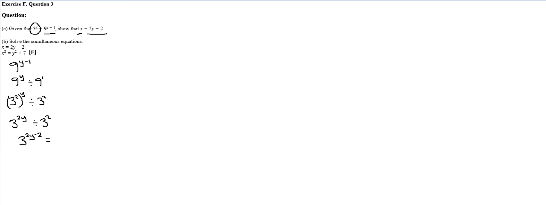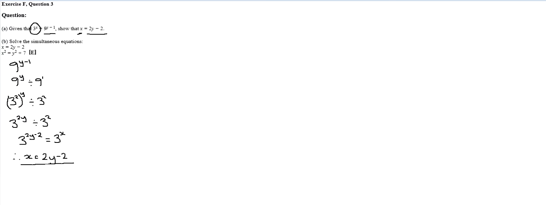And so I've just taken this, rewritten it using my division laws and my power to power laws, and I'm left with this. So 3 to the power of 2y minus 2 is equal to 3 to the power of x. So therefore, I can say x is equal to 2y minus 2. It's a good skill. You're going to use that a lot in C1 and C2, so make sure you understand it now. So now we're asked to solve the simultaneous equation.